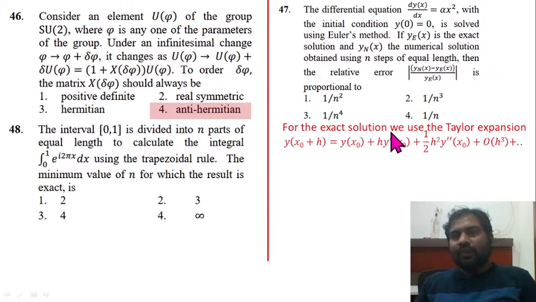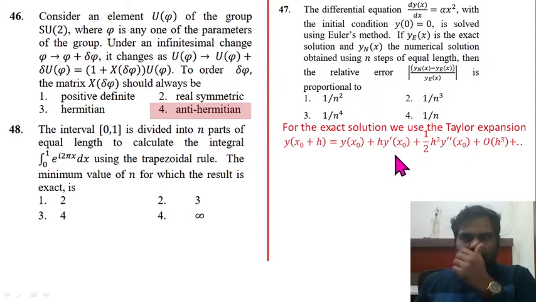For the exact solution, we can use the Taylor expansion around x naught. So y(x naught plus h) is equal to y(x naught) plus h y prime(x naught) plus half h squared y double prime(x naught) plus higher order terms. So this is the first derivative, second derivative, and all other terms as well.